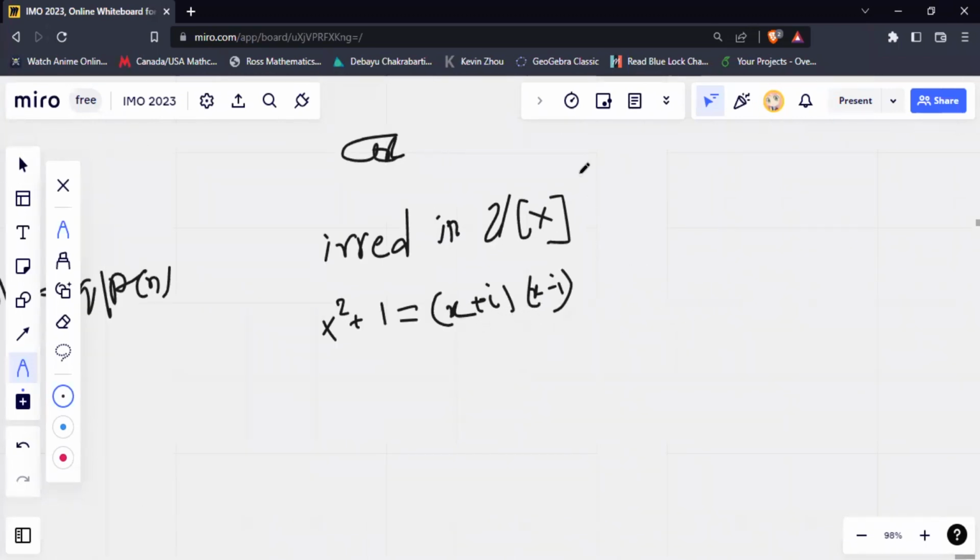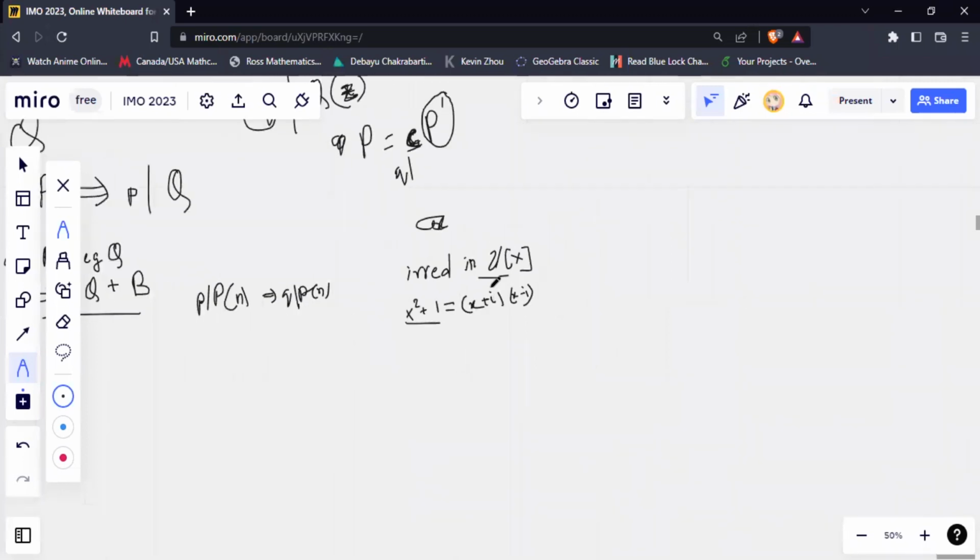Well, but i is not like an integer. So x squared plus 1 is actually irreducible in integers.